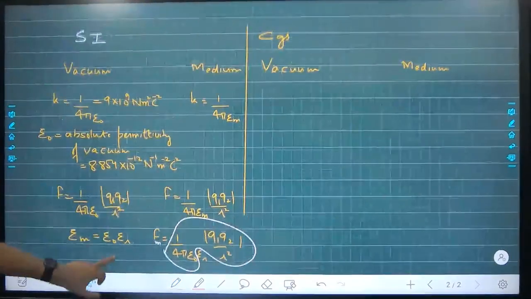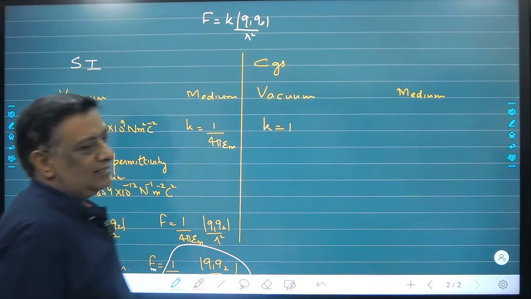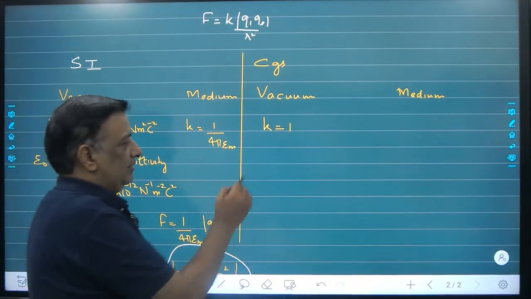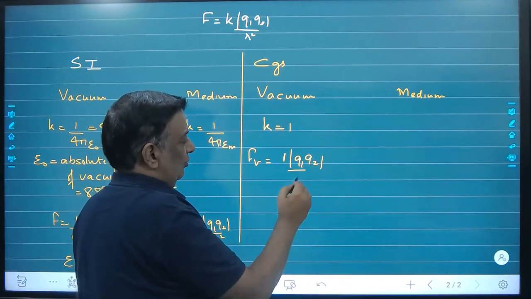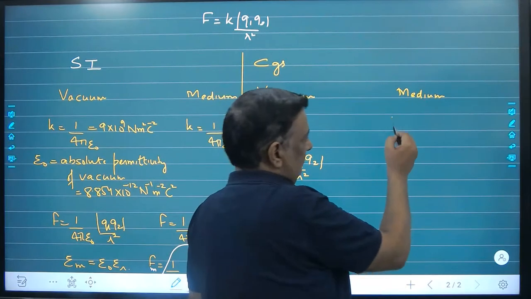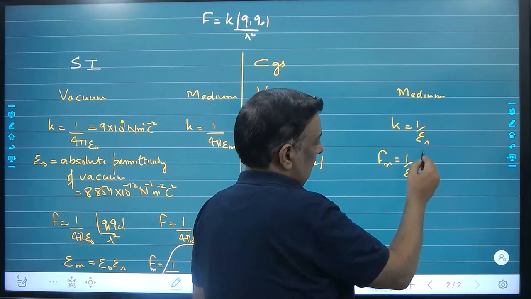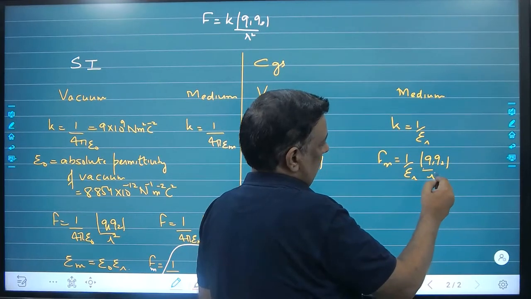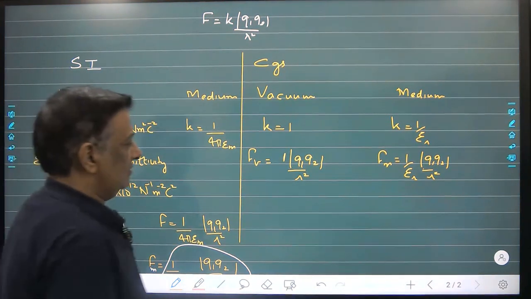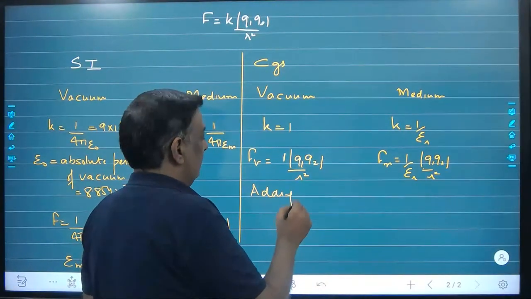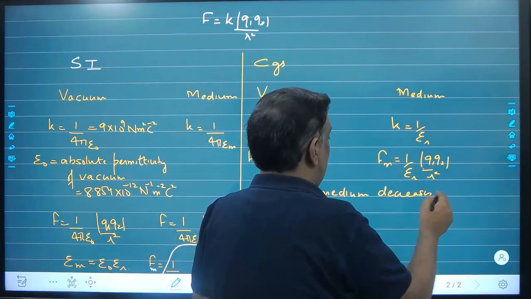Now, we have written before that if we use SI, if we use CGS, then it's much simpler. In CGS system and in vacuum between the plates, K is 1. So, force in vacuum is simply Q1, Q2 by R square. And in some medium, force in medium is given similarly. So we say adding the medium changes the force of interaction between the charges. Decreases net force.